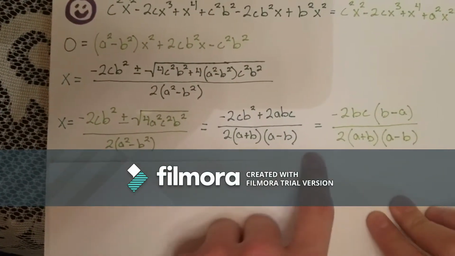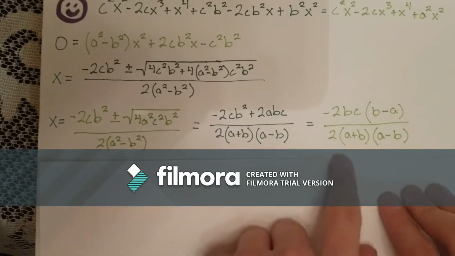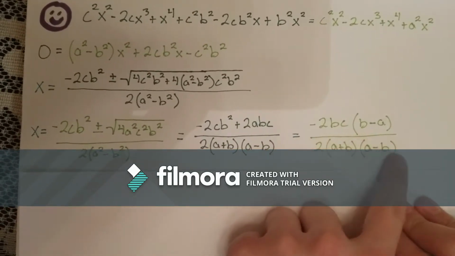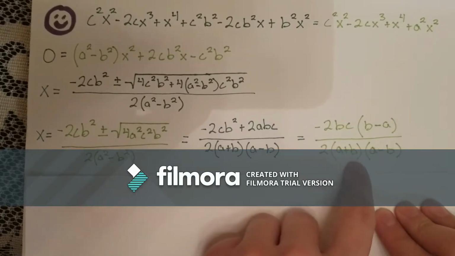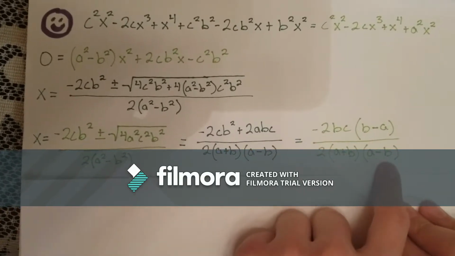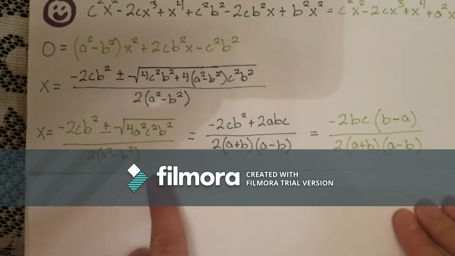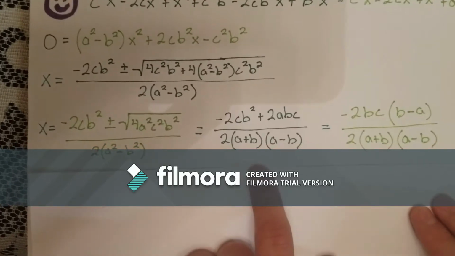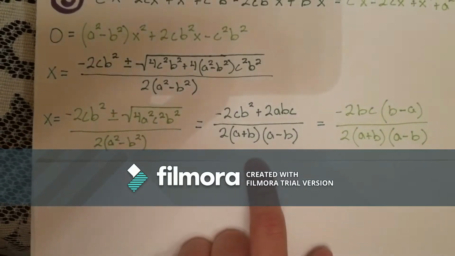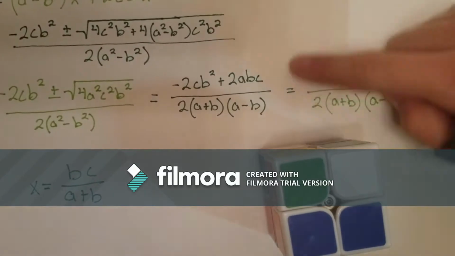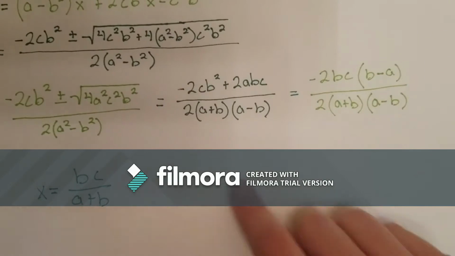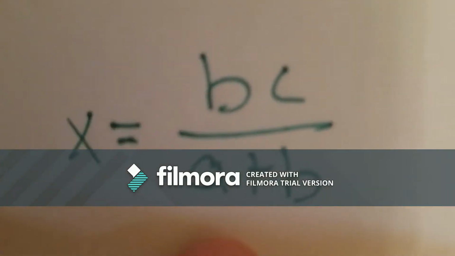As you move further down the line, we'll just go ahead and skip that. You get negative 2bc times b minus a over 2 times a plus b times a minus b. One thing to note with this is that we did not include the negative portion of the radical due to this needing to be positive, since length must be positive. And this equation right here cancels down to b times c over a plus b equals x.